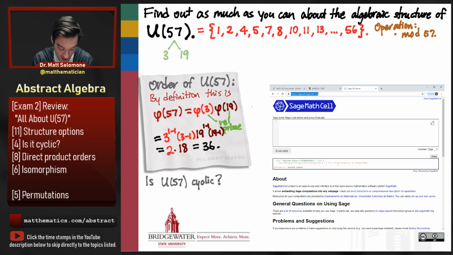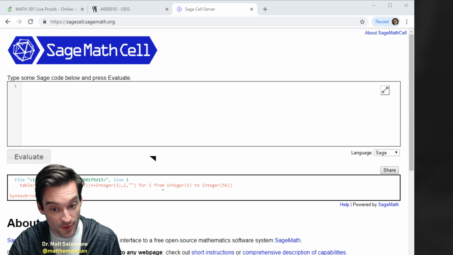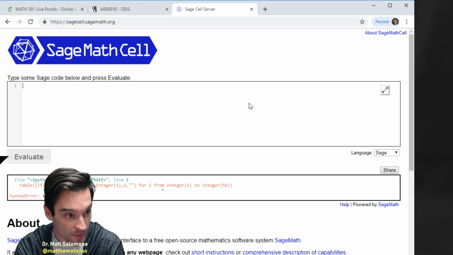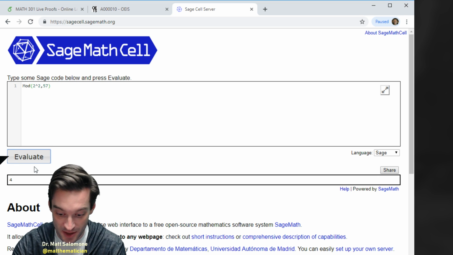I'm just going to use Sage as a shortcut to compute the various powers of 2: 2 to the 1, 2 to the 2, 2 to the 3. Again, all of those understood mod 57. So let's see if I can get this one right, at least. For example, what is 2 squared mod 57? Well, 2 squared is going to be 4. 4 mod 57 is going to give me 4, so at least that syntax there is working.